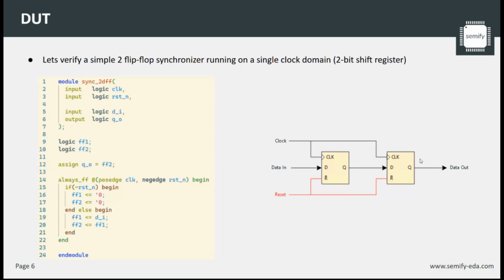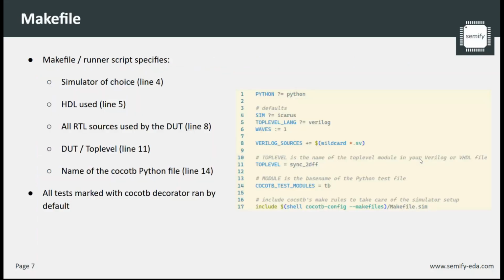So, at a very simple level, we have a DUT, a 2 flip-flop synchronizer. For our case, it's only running on 1 clock domain, so it's like a 2-bit shift register. So here we can see the Verilog code for this, and this is what the circuit actually looks like. And then we make our Makefile, which is really quite simple.